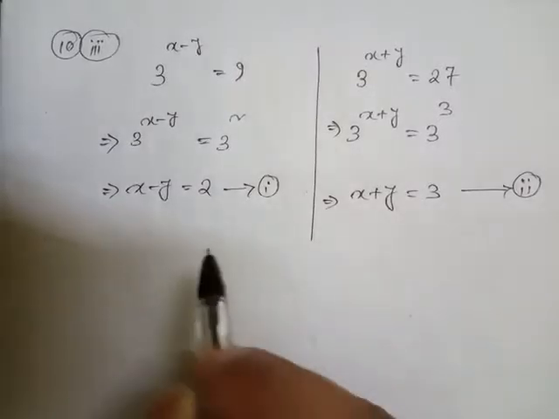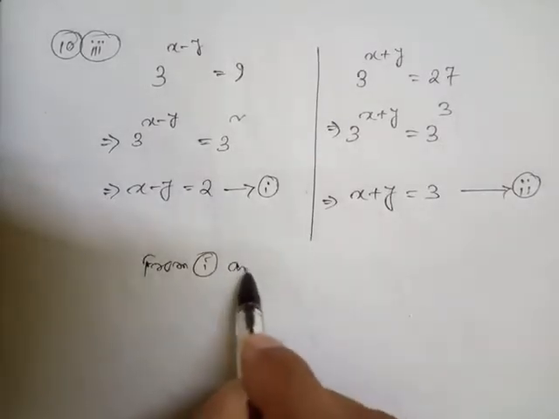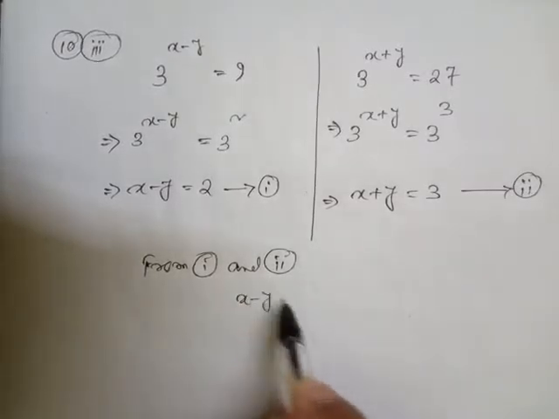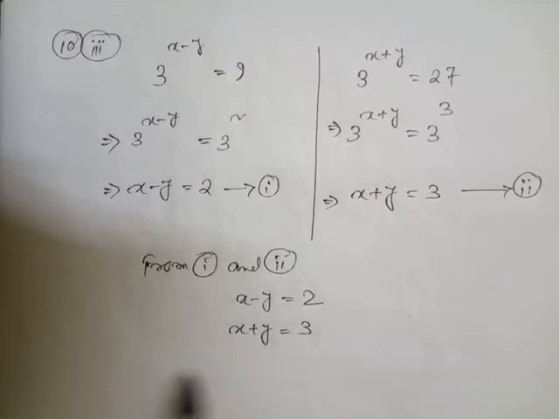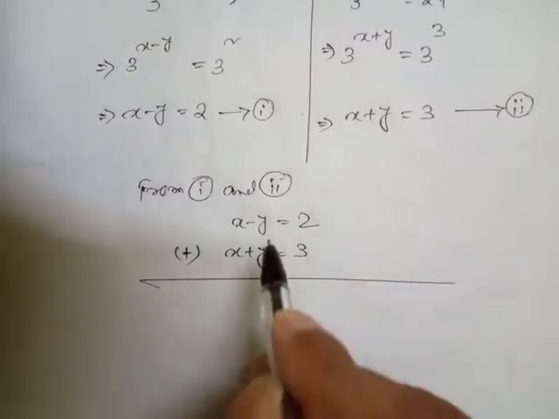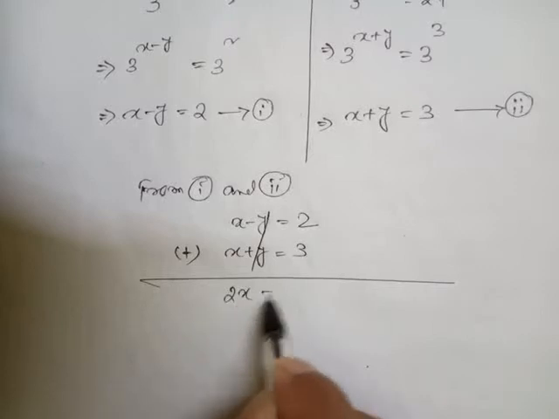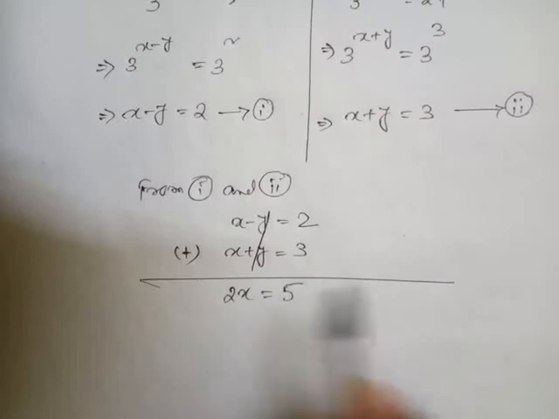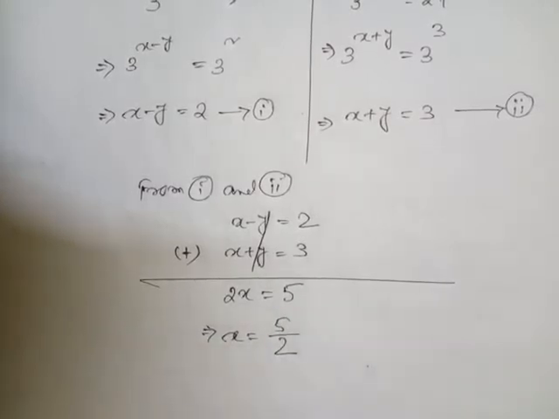So from 1 and 2, now look how to solve this. There is x minus y equal to 2, and there is x plus y equal to 3. Now just go for the addition here. Go for the addition means plus, so the y will cancel, and 1 plus 1 means twice x. And here how much? 3 plus 2, 5. So next would be x equal to 5 by 2. The value of x we have got now.